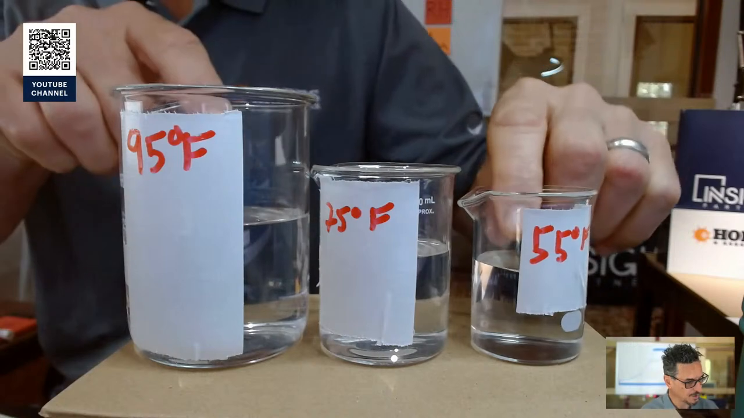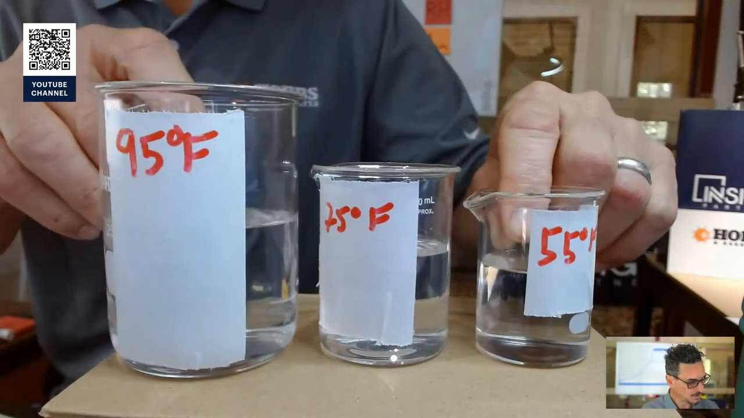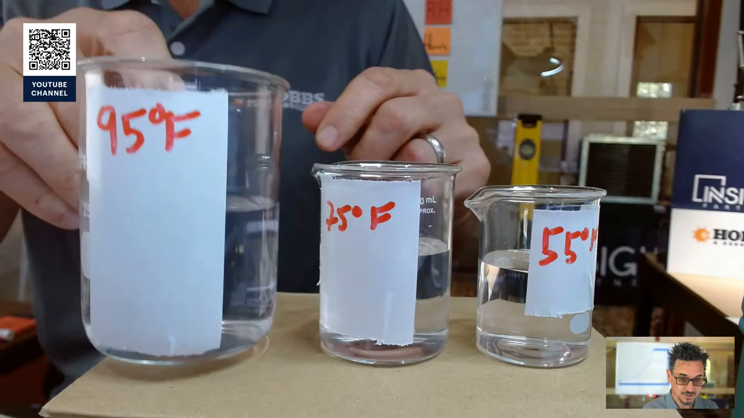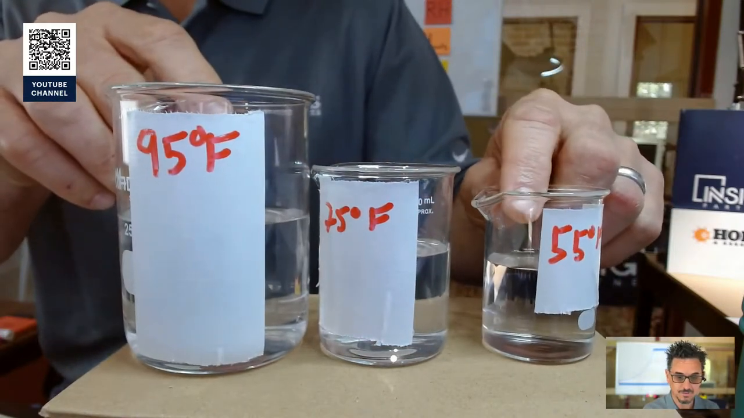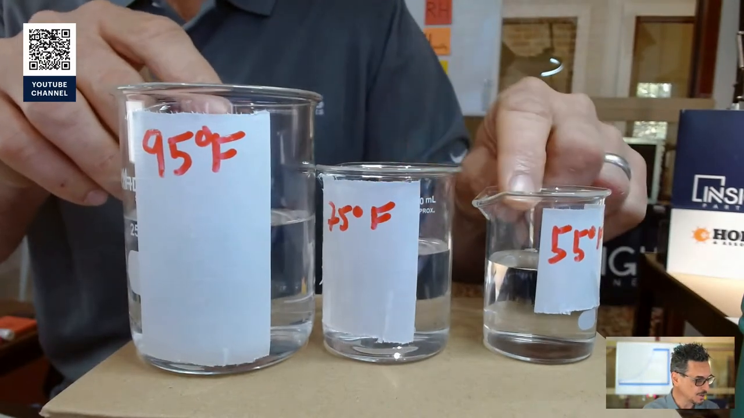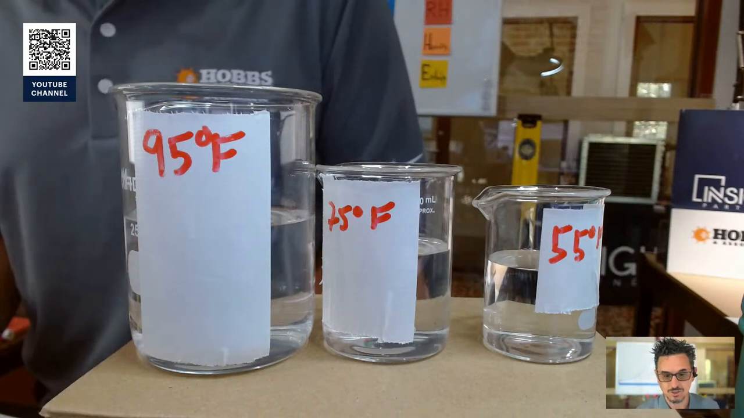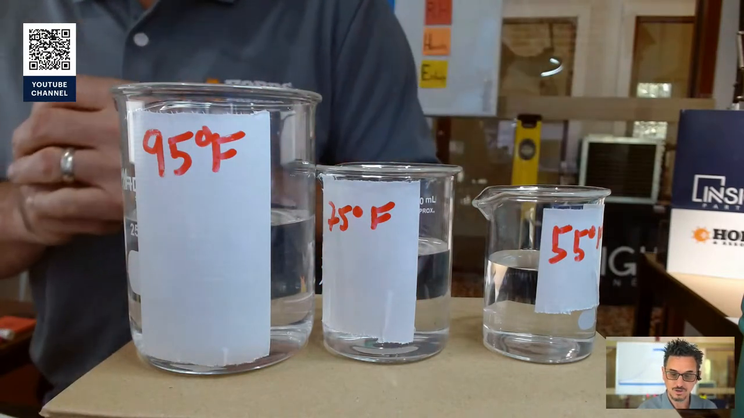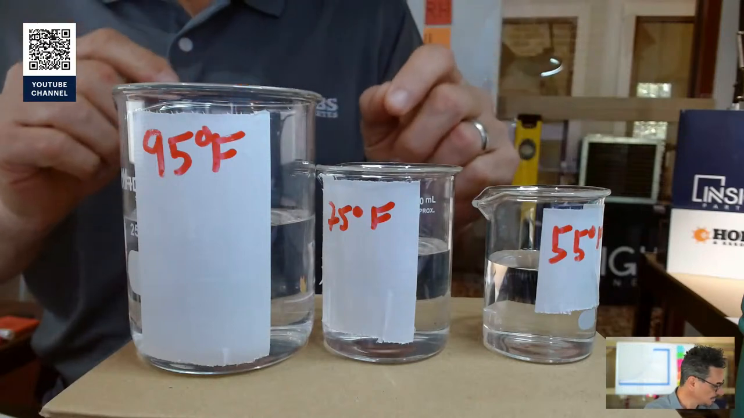Well, what do you notice between these two beakers here? Well, this beaker has much more moisture than this one, but they both have a relative humidity value of 50%. And therein lies the issue when you're using relative humidity to determine how much moisture is in the air, because it is relative to the temperature of the air, okay? So that's kind of an example of relative humidity.